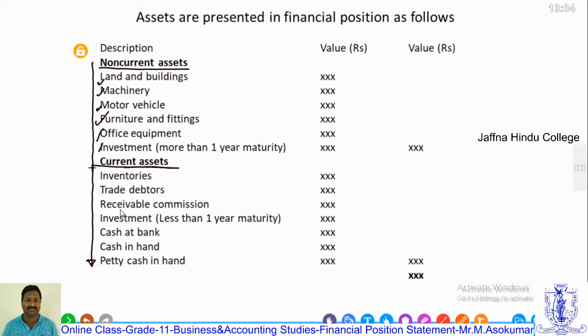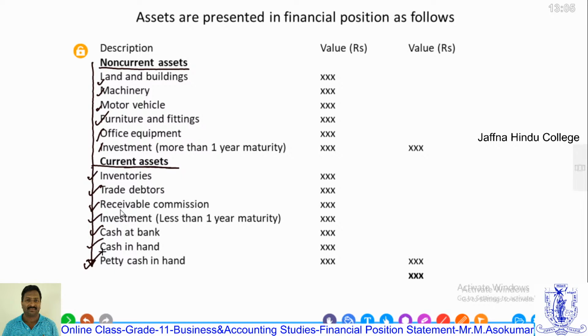Under the current assets, inventory is first because it is less liquid compared with cash in hand. Second line, trade debtors. Third line, receivable commission or receivable rent or any receivable income, which is earned income but not received as cash until the end of that specific period. Then investments of less than 1 year maturity, which can also be converted into cash with some time consumption. Then cash at bank, cash in hand, and petty cash in hand. In this order, all these assets of the business at the end of a specific period should be presented in the financial position statement.